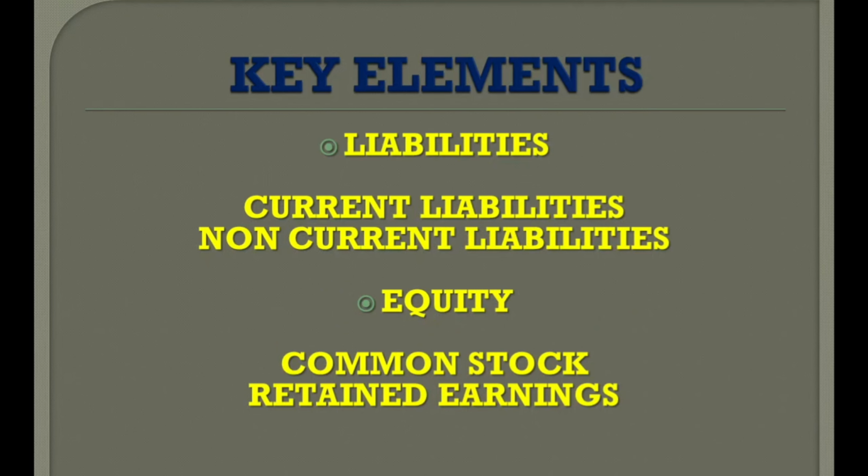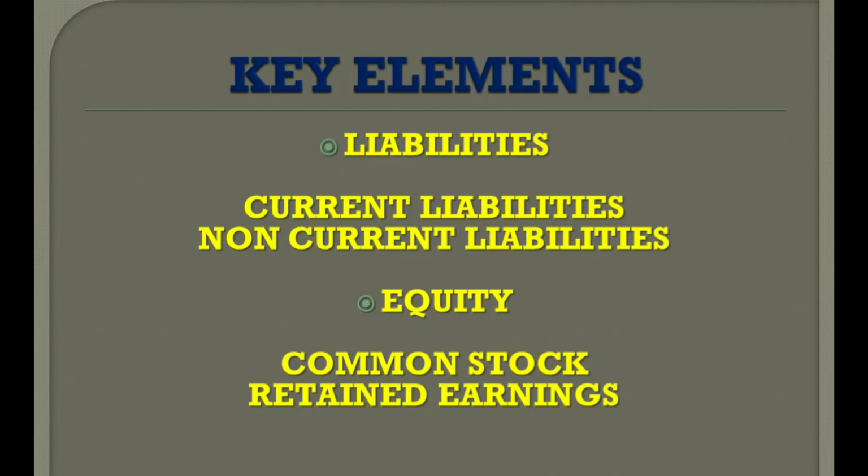Now liabilities and equity. When it comes to liabilities, there are basically two types: current liability and non-current liability. Non-current liability is long-term liability, current liability is short-term liability. As the name itself tells, current liabilities are the obligations or debts that are expected to be settled within 1 year, while non-current liabilities are a little more long-term, exceeding 1 year in duration.